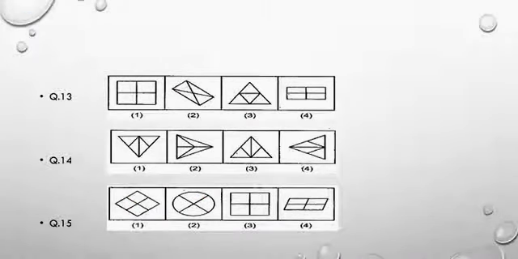In question number 13, there are four problem figures given. In each of the problem figures except 3, there are two lines intersecting each other and dividing the figure into four equal parts. So the answer to question number 13 is 3. Let's go to question number 14.